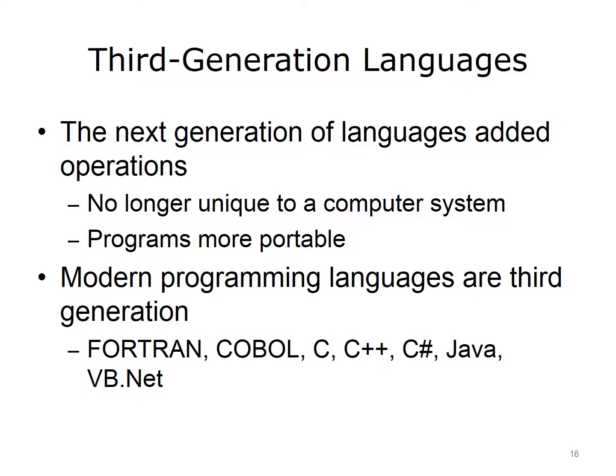Third-generation languages include Fortran, a language developed and used in the scientific and engineering community; COBOL, a language developed and used by the business and financial community; C, a language developed for large systems but now used extensively for other applications as well; C++, an object-oriented version of C; C#, a portable object-oriented language developed by Microsoft; Java, a freely available, portable, object-oriented language; VB.NET, an object-oriented version of Visual Basic developed by Microsoft.